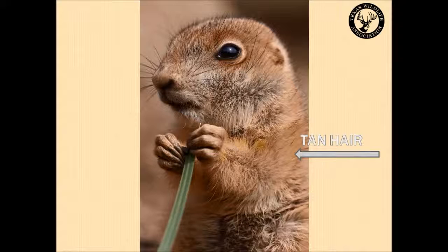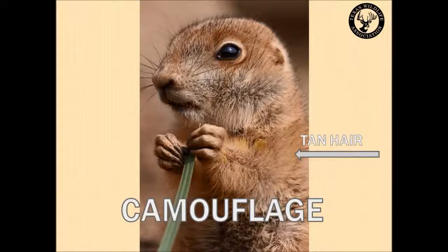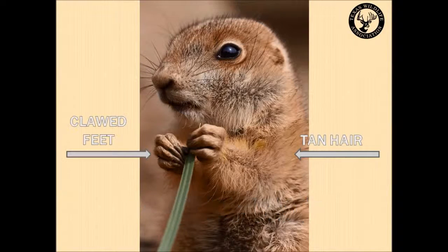Do you know the scientific term to describe coloration that allows an animal to blend in? The correct term is camouflage. This tan hair allows them to camouflage themselves against the ground, so it is difficult for predators to see them. Prairie dogs also have long claws, which allow them to dig the burrows in which they live. Also, like most rodents, they use their front feet to hold food while eating.